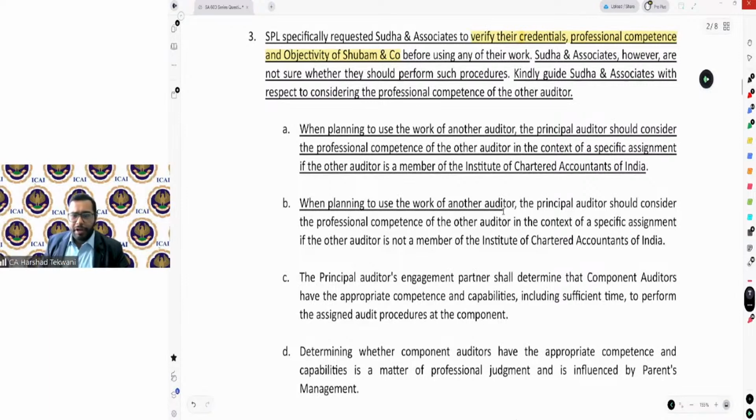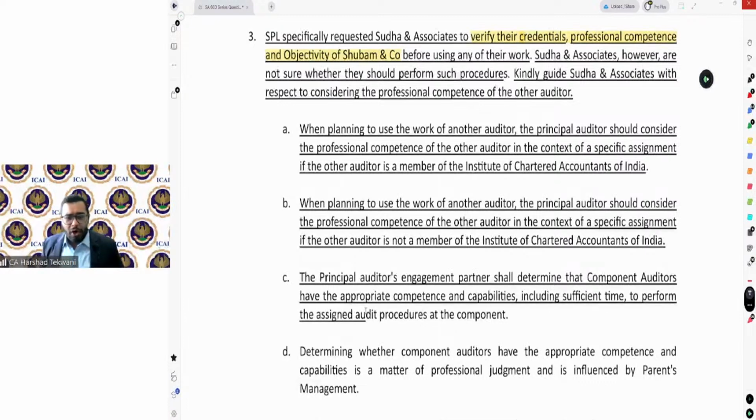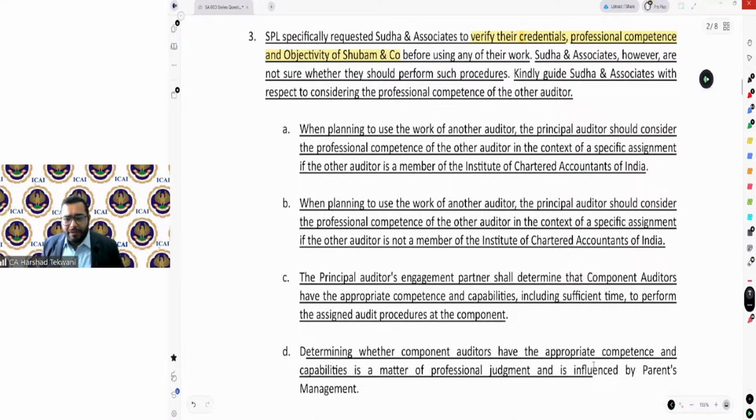B. When planning to use the work of another auditor, the principal auditor should consider the professional competency of the other auditor in context of a specific engagement if the other auditor is not a member of the Institute of Chartered Accountants of India. C. The principal auditor's engagement partner shall determine the component auditor has the appropriate competency, capability, including sufficient time to perform the assigned audit procedures at the component. D. Determining whether the component auditor has the appropriate competency and capability is a matter of professional judgment and is influenced by the parent's management. So what do you think is the correct option?